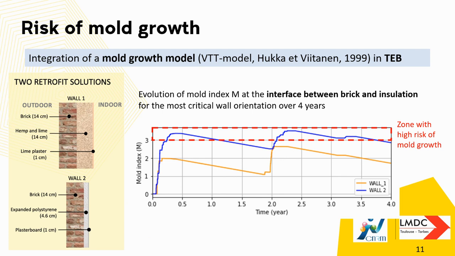This graph represents the evolution of the mold index at the interface between brick and insulation for the most critical wall orientation over 4 years. There is a risk of mold growth when the mold index is greater than 3. In this case, only the wall insulated with polystyrene seems to present a risk.